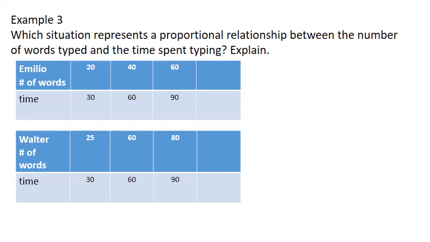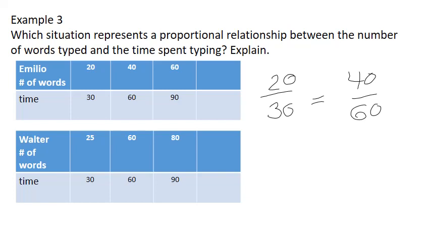For our last example, they're going to give us two tables with data, and we need to figure out which situation is going to represent a proportional relationship. So in the first situation, we know that Emilio types 20 words in 30 minutes. And in 60 minutes, he is going to type 40 words. So what we need to do is see if 20 over 30 is equal to 40 over 60. Well, if I divide 40 by 2, I get 20, and if I divide 60 by 2, I get 30. So yes, those are going to be equal.